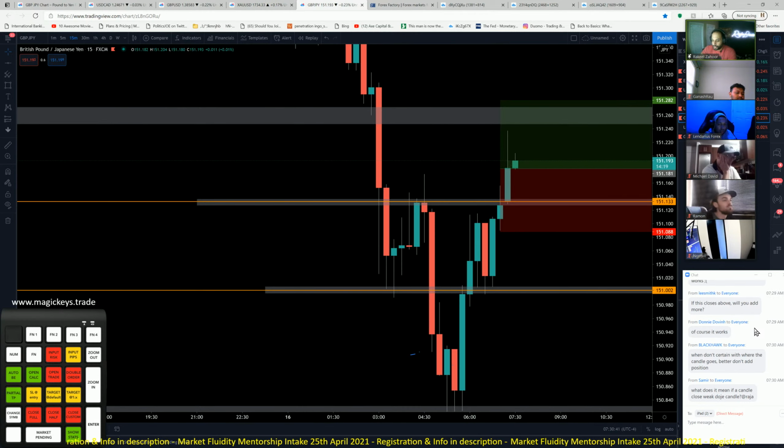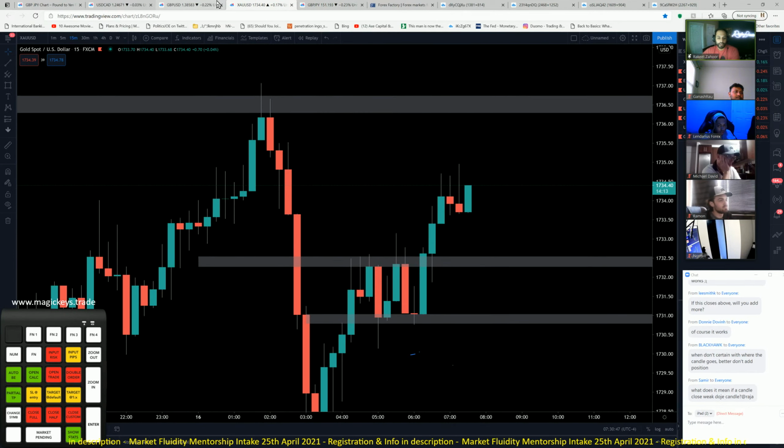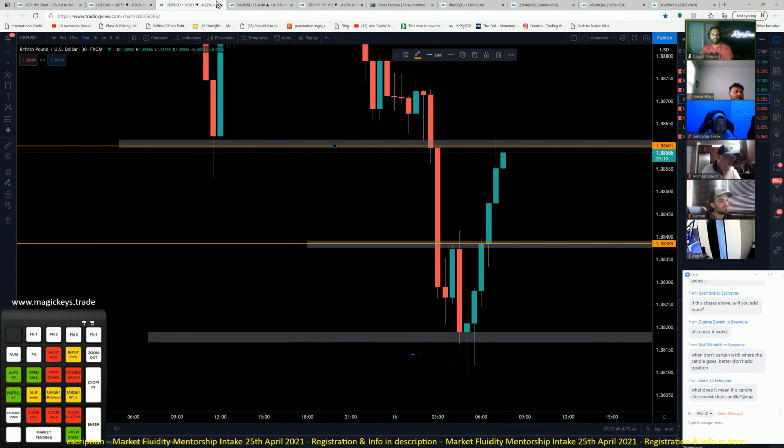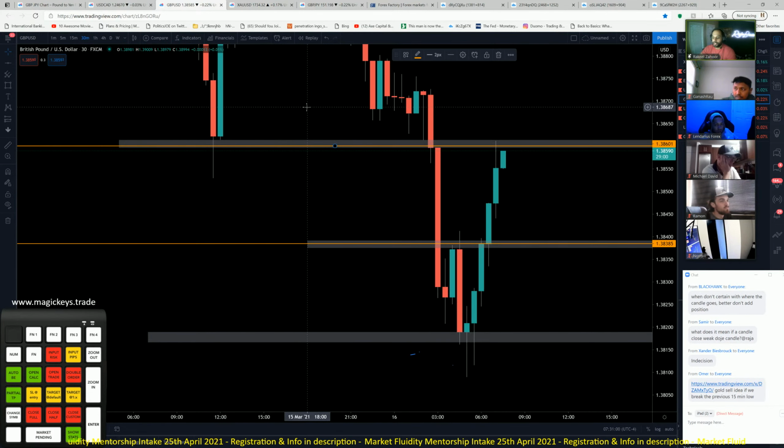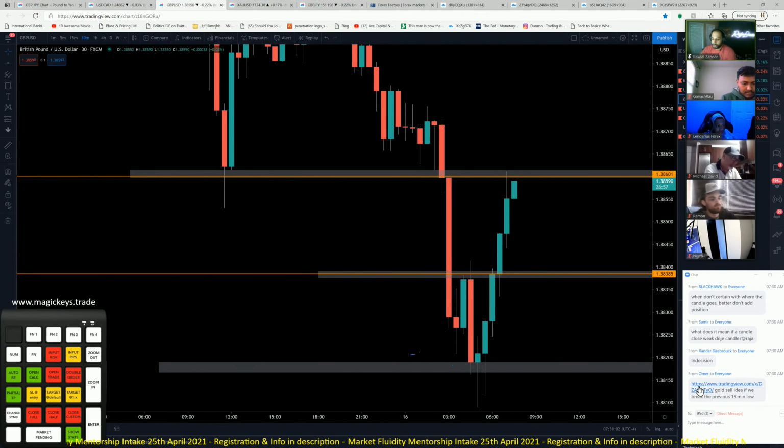When the candle closes, better don't add position. What does it mean if a candle closes weak doji candle? Weak doji candle doesn't exist. It's either a doji candle or it's a small body candle. It means there was indecision, nothing really happened. Price tried to do something, but it didn't really do anything at that point.